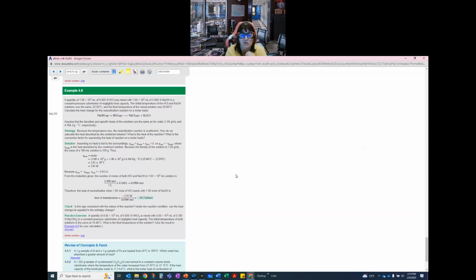So we assume that the densities and specific heats of the solutions are the same as they are for water. So we're assuming 1 gram per milliliter as our density and 4.184 joules per gram degree C for the NaOH and HCl. Now, is that true with an experimental error? Yes. Okay, we can do that. Because the temperature rose, the neutralization reaction is exothermic. How do we calculate the heat absorbed by the combined solution? What is the heat of the reaction? What is the conversion factor for expressing the heat of reaction on a molar basis?